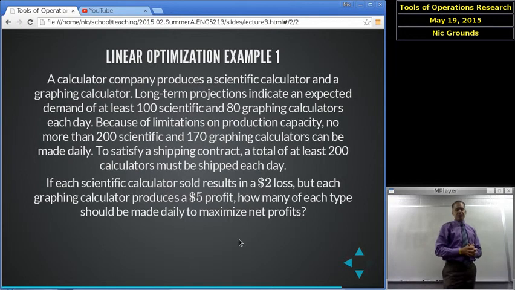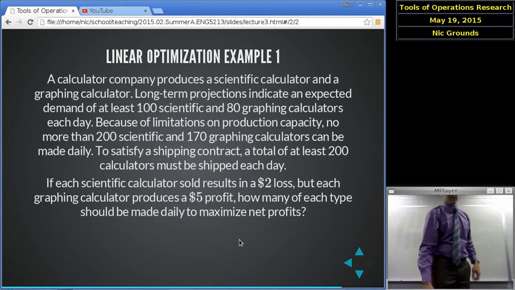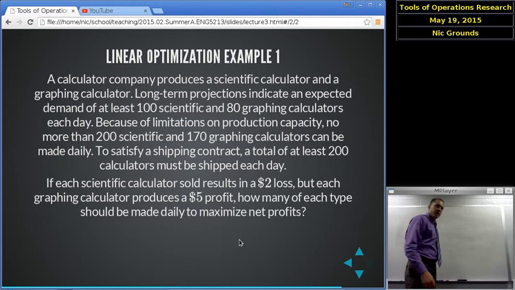Okay? Now, assume that each scientific calculator sold results in a loss of $2. That is, it costs $2 more to make it than sell it, unfortunately. But graphing calculators give a profit of $5 each. Okay? The question is, how many scientific and graphing calculators should we make each day, okay, to maximize profits? Okay? So we're going to take that description of a problem and turn it into a linear optimization.